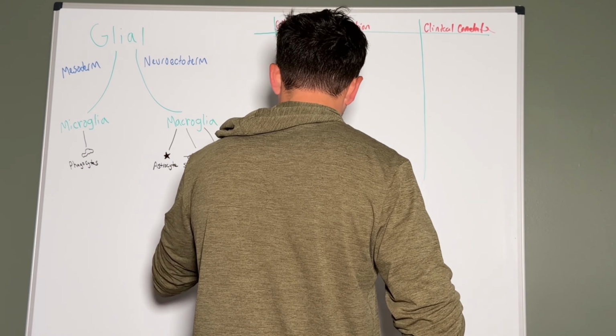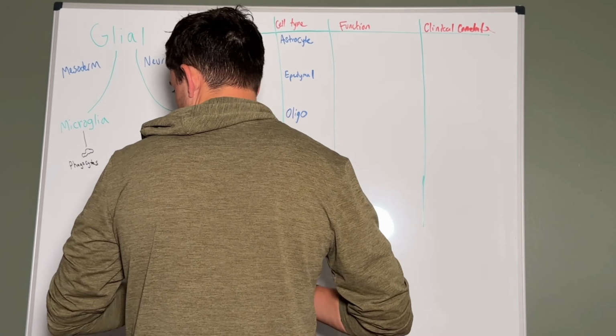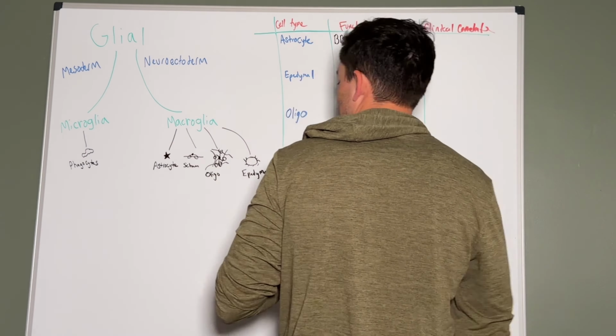Ependymal cells line the ventricles. They're ciliated and they help move and produce CSF. Their tumor is the ependymoma.